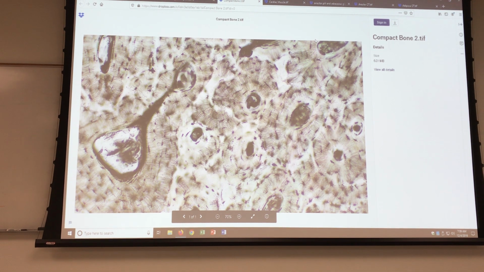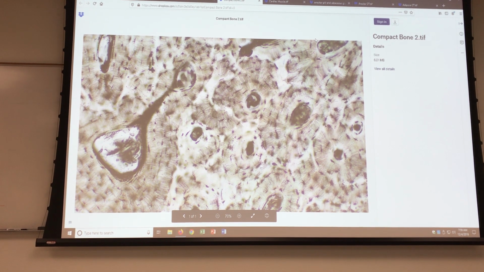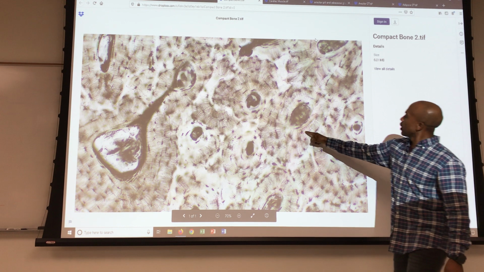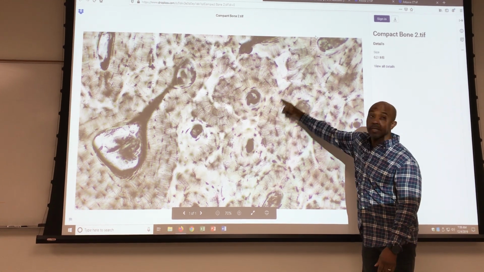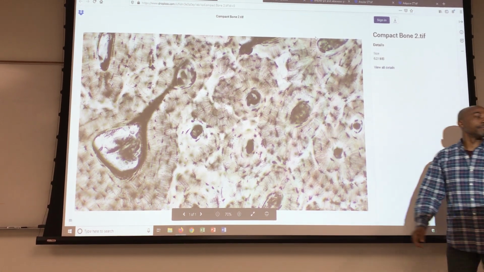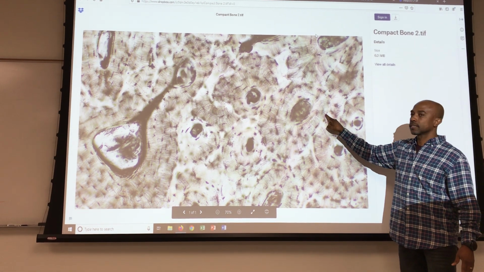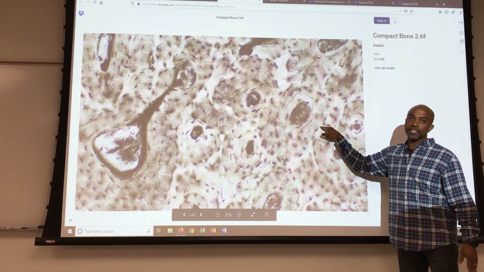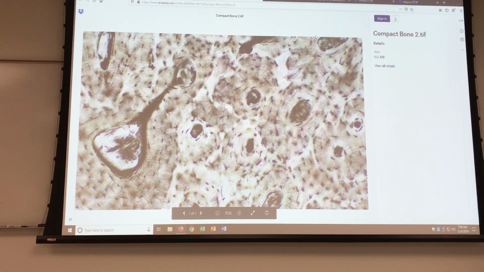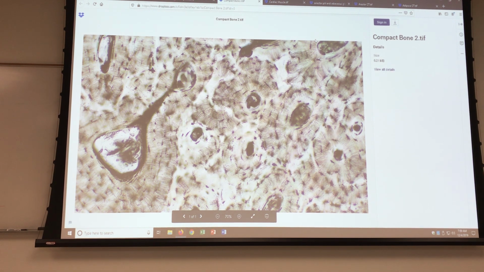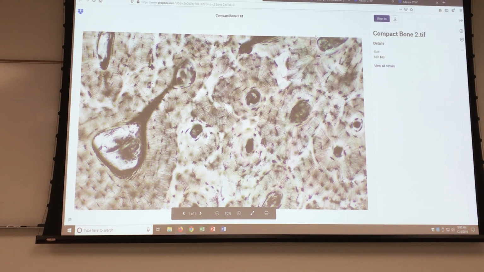Show where the lamella is? Lamellae are the rings of bone. So this is one lamella, another. And lacunae, of course. Lacunae, these dark spots, which contain the osteocytes inside of them. Questions on this one before I flip? Okay, we're good.